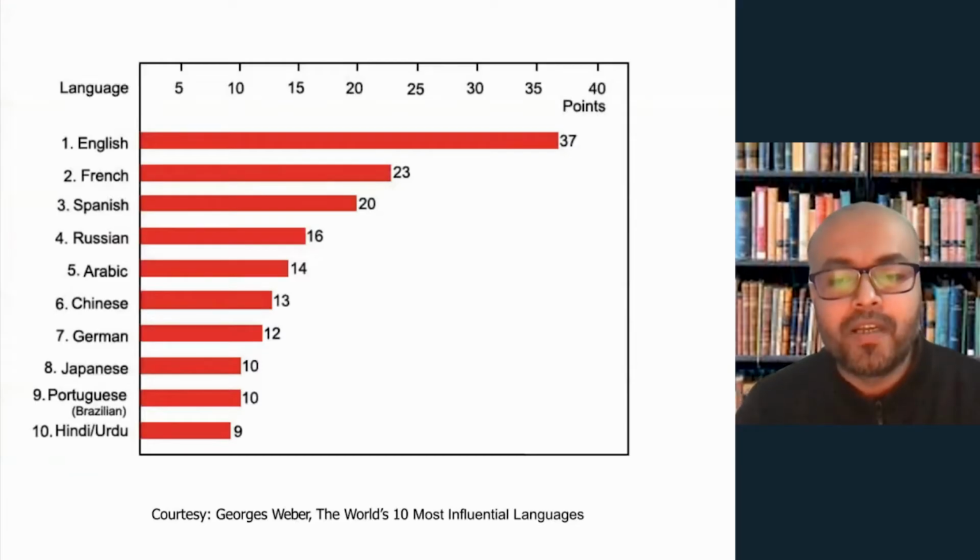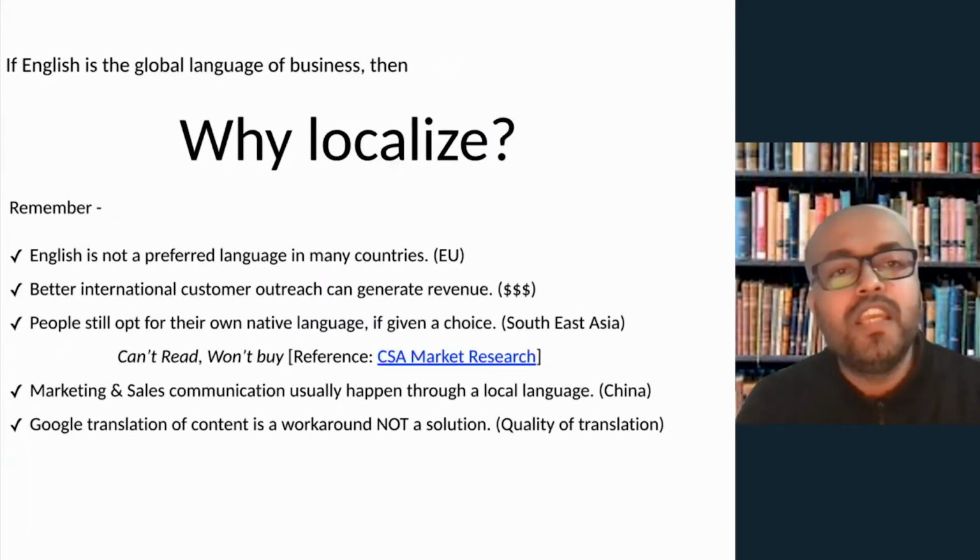So George Weber, when he conducted this study, found that there are 10 most influential languages, and English came out to be on the top slot with 37 points on the rank. So English has become the global language. So if English is the global language of business, then why do we need to localize the products, or why do we need to translate the content for the users?